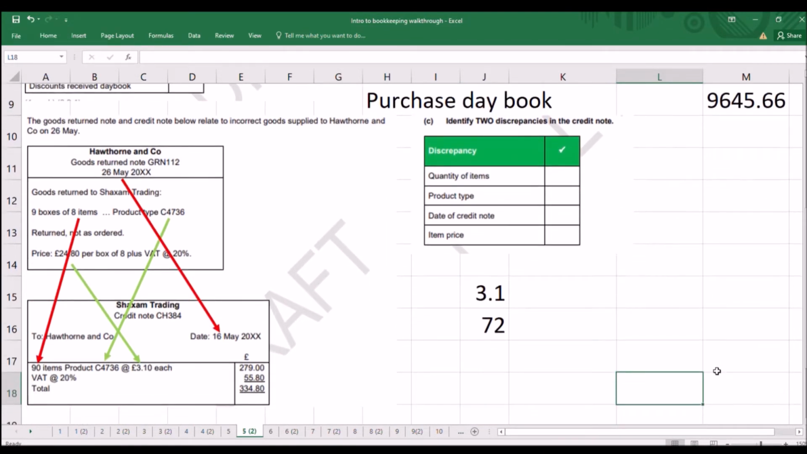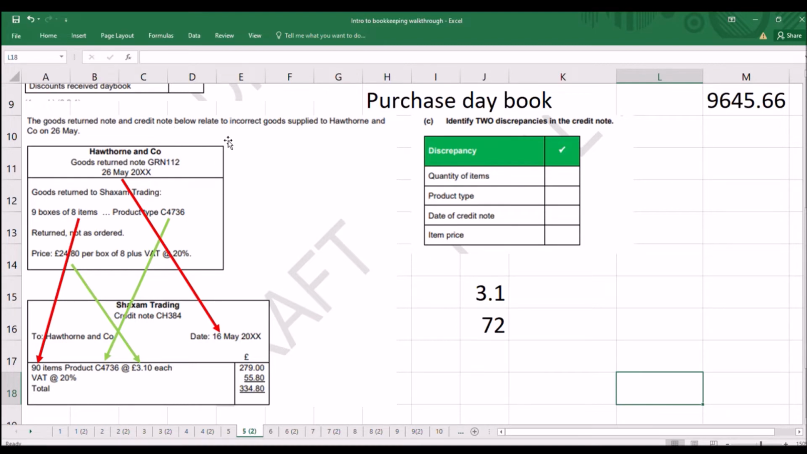So the goods return note. What we have here is a goods return note. What's happened is that we've sent some goods back, and attached to these goods that we sent back is a goods return note here. This is what we've done. Then the seller has produced a credit note. So the seller produces a credit note and sends us a credit note in here.